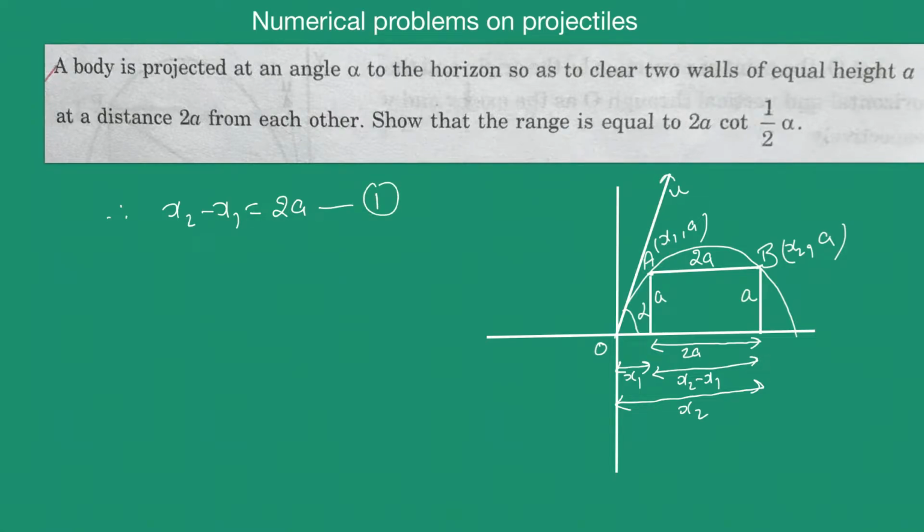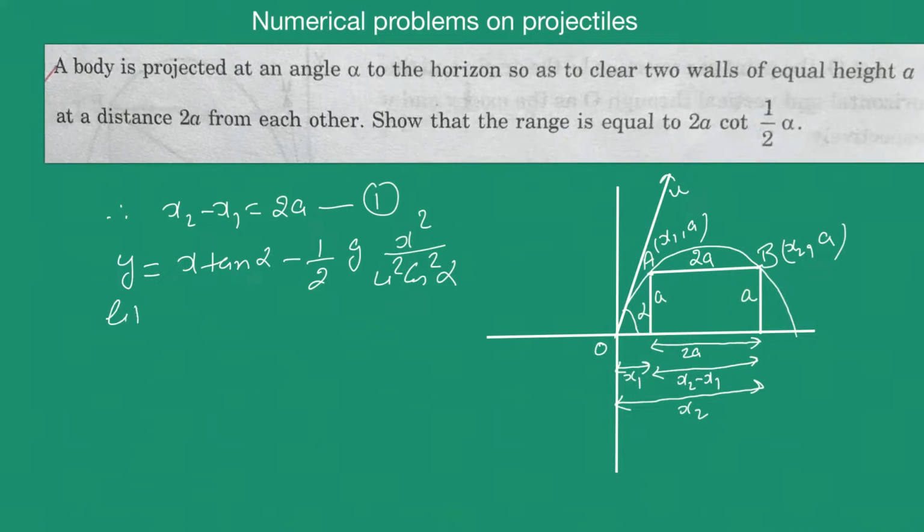Fine. We know that the equation of trajectory is given by y is equal to x tan alpha minus 1 by 2 g x square by u square cos square alpha. Now we notice that these points, with the same ordinate a and different abscissas, lie upon the trajectory, so they will satisfy the equation. So let us see what happens.